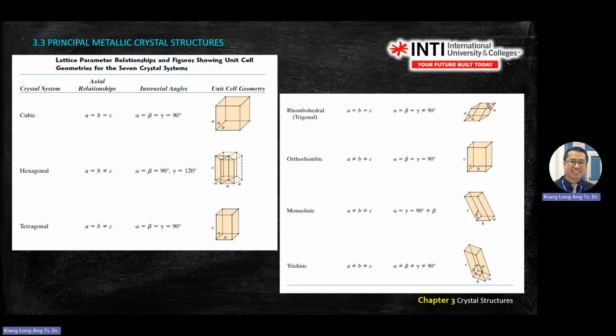What happens if you have changes of ABC and angle? You only focus on the top 2, cubic and hexagon. For cubic, you have 3 types: simple cubic, BCC, FCC, and hexagonal 4. The question will be jumping between these 4 crystal structure systems: simple cubic, FCC, BCC, and HCP. The rest is outside the scope of this module. If not, we cannot finish this module.